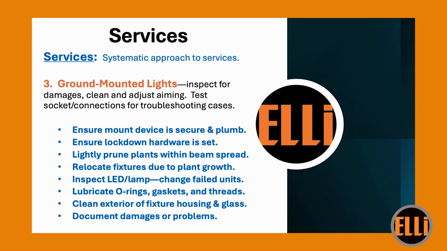The next one is lightly prune the plants that are within the beam spread. So if you have a directional light source, a fixture, an uplight, let's say, that's aimed at a feature or a tree or whatever the case may be, you want to make sure that the beam spread, the light that's coming out of the fixture, is not blocked by any plantings, okay? Couple reasons. One is it creates hot spots on the plants because the light fixture is so close to it, and therefore it becomes a distraction in the landscape, for one.